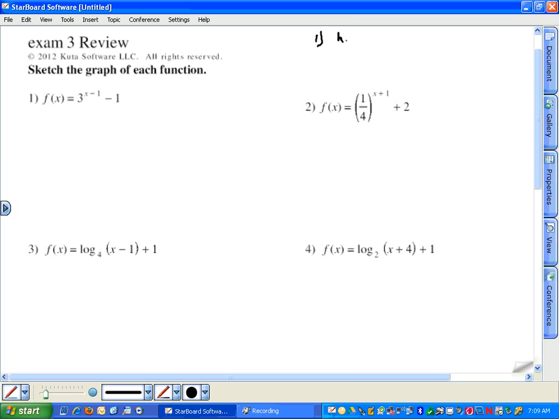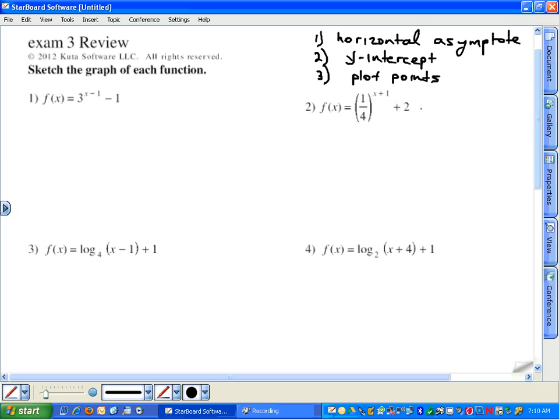First thing is to find the horizontal asymptote. Second thing is to find the y-intercept. Third thing, plot points. Okay.